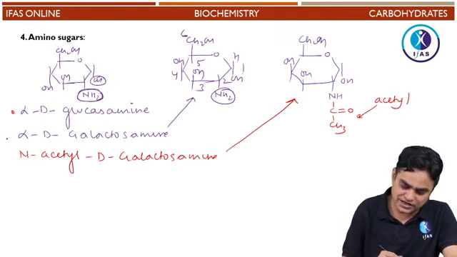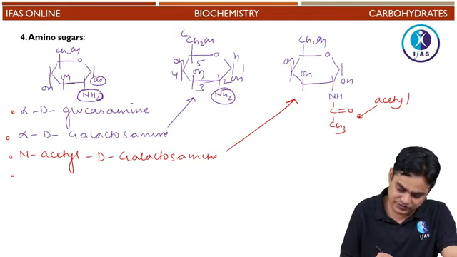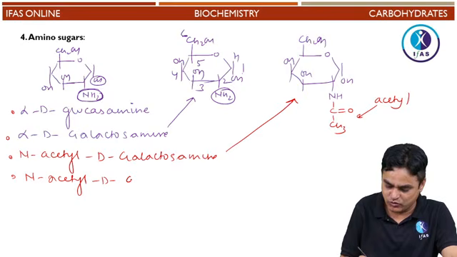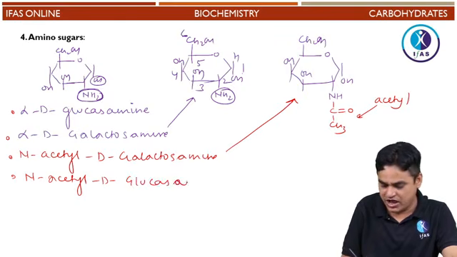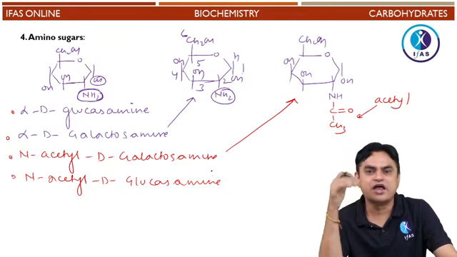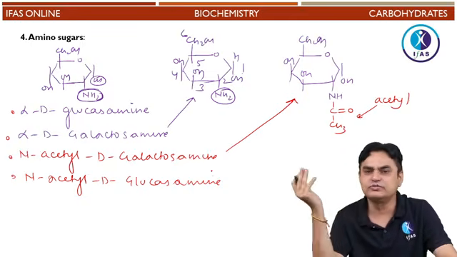So alpha D-glucosamine, galactosamine, mannosamine, N-acetyl galactosamine. Similarly, you can have N-acetyl D-glucosamine. These are all examples of amino sugar. Ribosylamine, that is the amine of ribose. So sugars could be amino sugar.